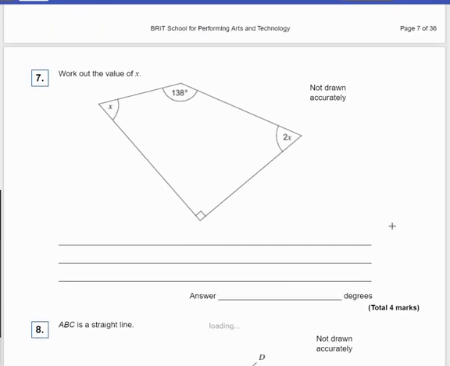Let's keep going, guys. So next, we've got to work out the value of x. So x plus 2x is 3x plus the 90 plus 138. That is going to give us 360 degrees because it's a quadrilateral. So we've got the 3x, and that is equal to 360 degrees because it's a quadrilateral. 90 plus 138 is 228, and that is equal to 360.